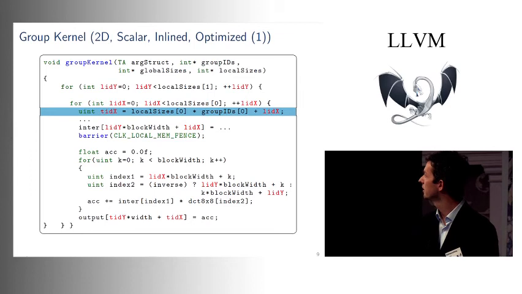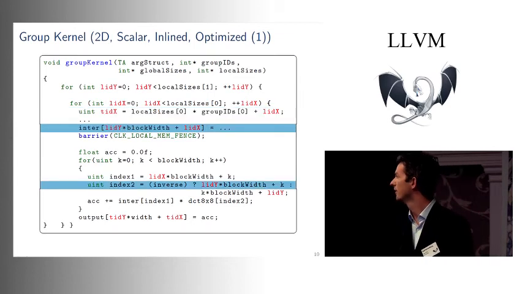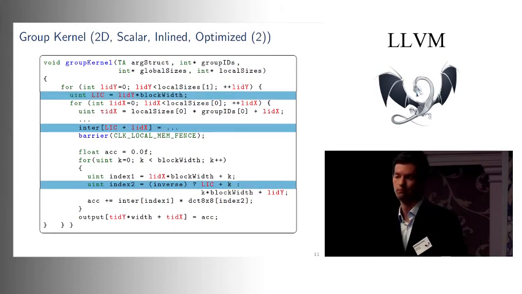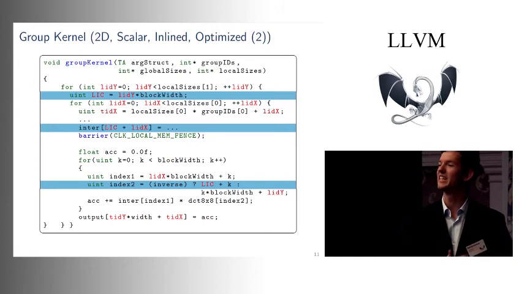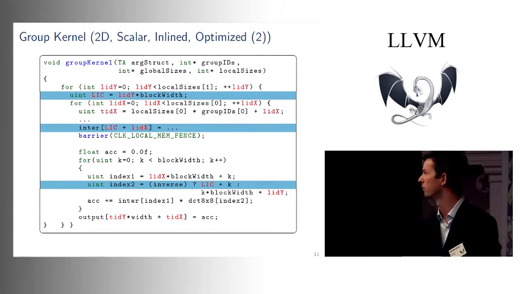And then, of course, we can exploit LLVM's optimizations. For example, here you see the local ID in Y direction times block width is loop invariant code for the innermost loop, so we can pull that out. Well, LLVM can pull it out if it decides to, so we don't do anything explicit here, but that is one example of what it can do.